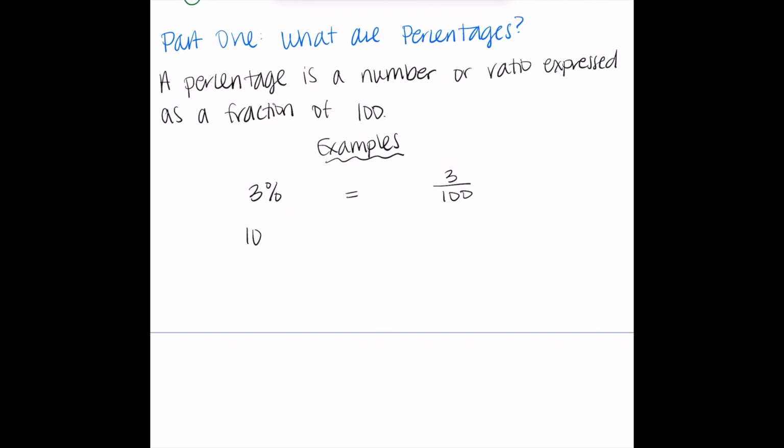So if we're given something like 3%, that's just a fraction of 100, right? So it'd be 3 over 100. If we had 10%, it'd be 10 over 100. If we had something like 25%, again, it'd just be a fraction of 100, right? So 25 over 100. And for our last little example, we have 75%. That would just be 75 over 100.